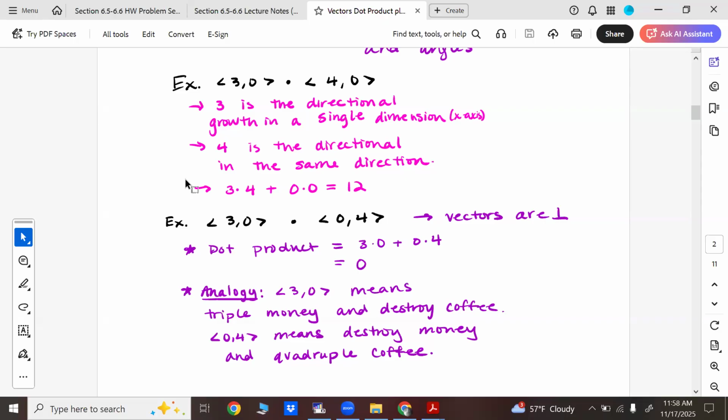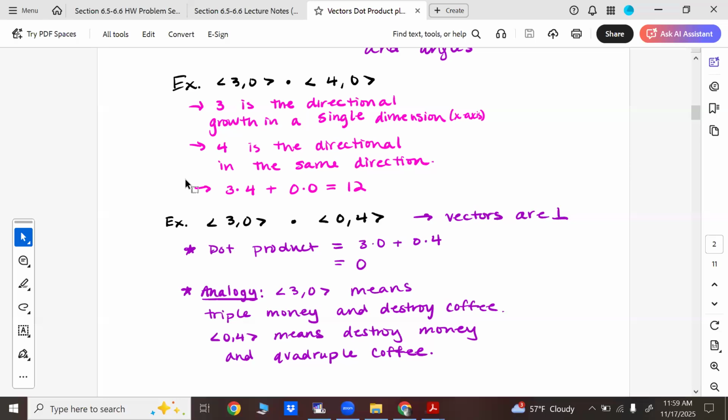Wait, so we're doing all of this to try to find an angle? Yes. So here's the deal. Cosine theta equals 0, right? If cosine theta equals 0, of course it has to be 90 degrees. If the dot product is 12, your magnitude is going to be 12 also, right? The combination of the magnitude.